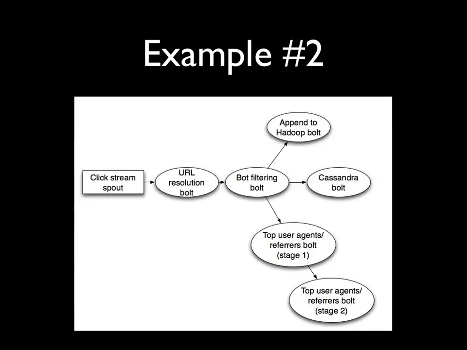And then with that filtered and resolved stream, we first of all append it into Hadoop so we can do offline batch processing. Then we update statistics in Cassandra. And then we have another pair of bolts which will compute the top user agent referrer combinations that are clicking on URLs. This is useful for us to see, okay, there's clearly this other bot that we're not filtering that we should be filtering. And doing that top user agents computation requires a two-stage computation, which is why there are two bolts there.